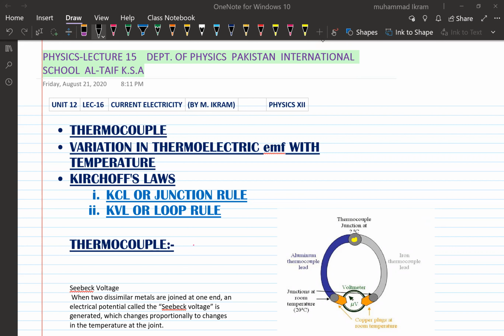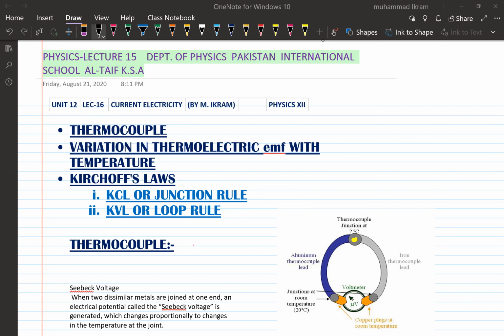Today is our lecture number 15, Unit 12, Current Electricity. Our topics today are the thermocouple, variation in thermoelectric EMF with temperature, and Kirchhoff's laws, which comprise two parts, KCL and KVL. Inshallah, we will explain these in great detail. It is one of the most important and significant parts of today's lecture. So let us start with the name of Allah Almighty.